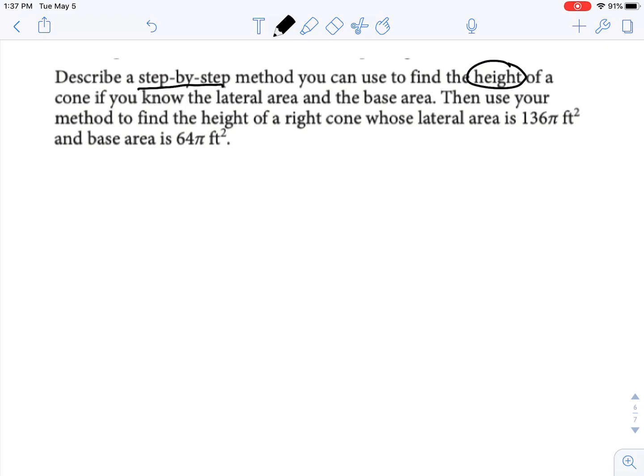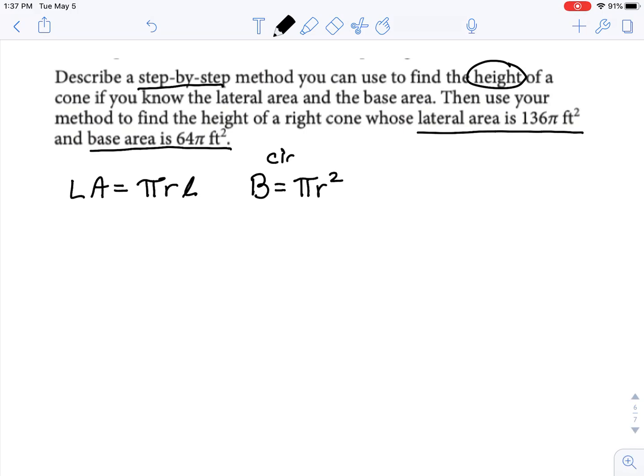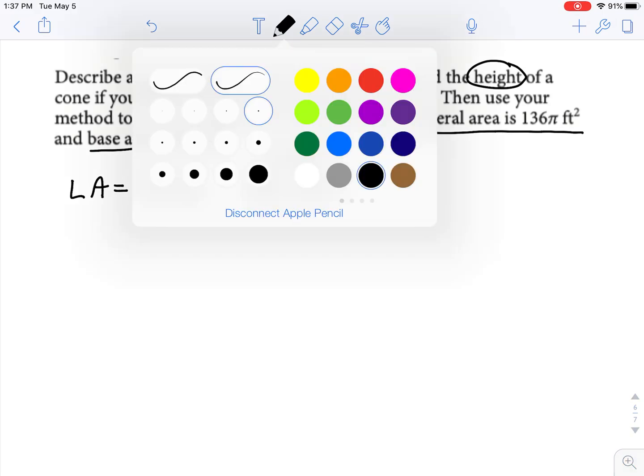And then we're going to use this method to actually find the height of a right cone whose lateral area is 136 feet squared and whose base area is 64 feet squared. So let's start with formulas for the pieces of information we know. We know that lateral area is pi times the radius times the slant height. We also know that the area of the base is pi r squared since the base is a circle.